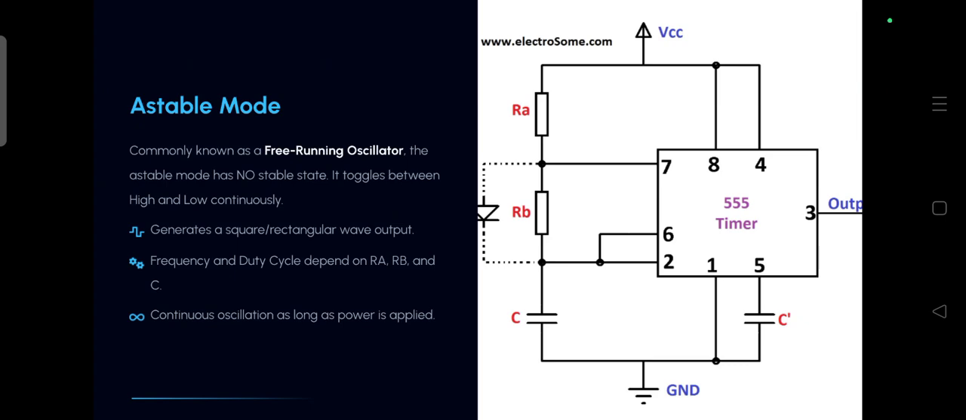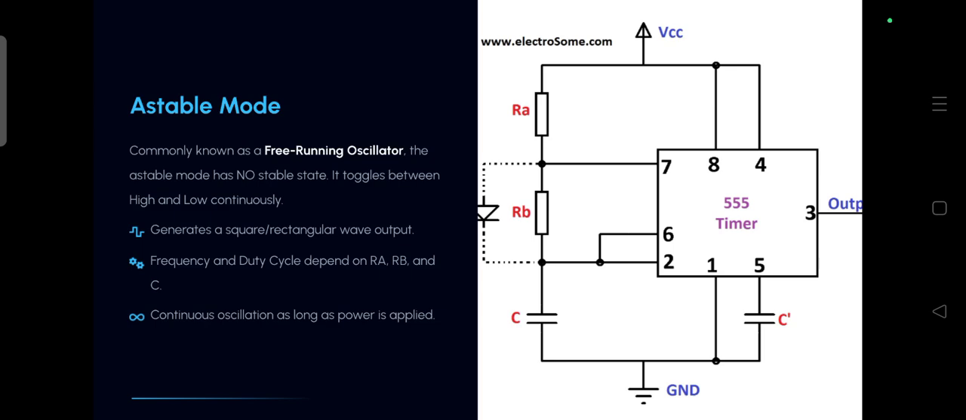Now this is the astable mode of operation using the 555 timer IC. Astable mode is commonly known as a free running oscillator. The astable mode has no stable state. It toggles between high and low continuously, generating square and rectangular wave output.